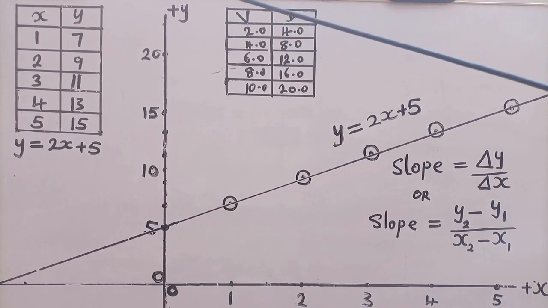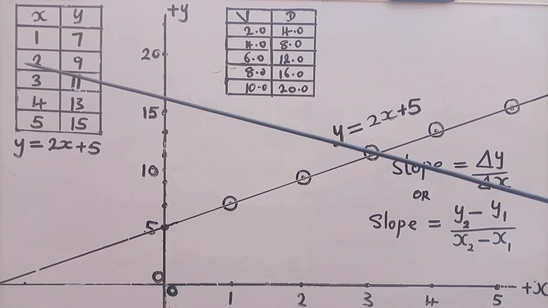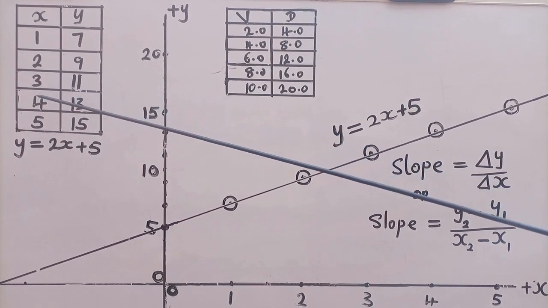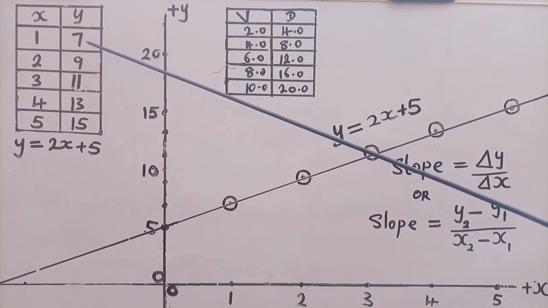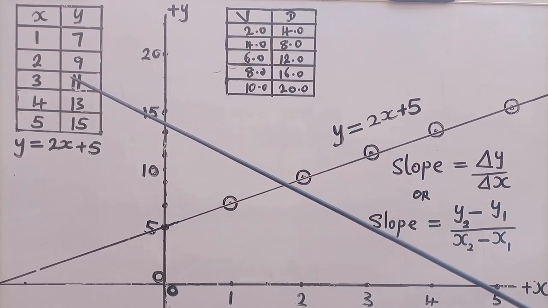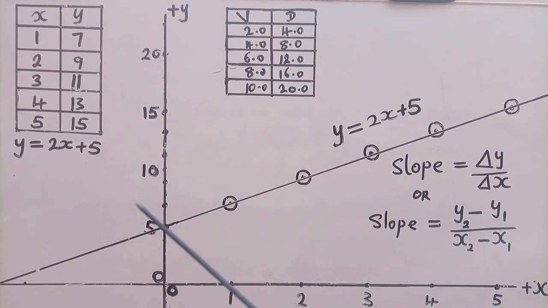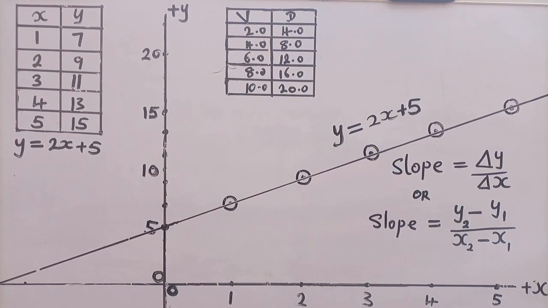The same thing is applicable here. From 1 to 2, the change is 1. From 2 to 3, the change is 1. From 3 to 4, the change is 1. From 4 to 5, change is 1. Then from 7 to 9, the change is 2. From 9 to 11, the change is 2. From 11 to 13, the change is 2. And from 13 to 14, the change is still 2. Therefore, with these two tables, we learn that we can get the slope from a table directly.